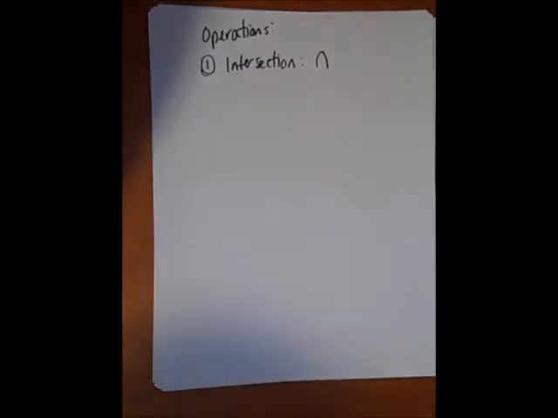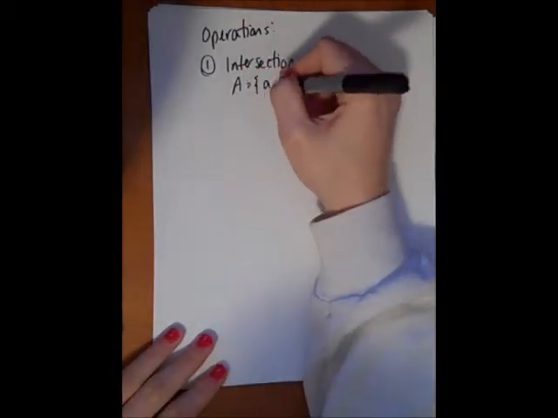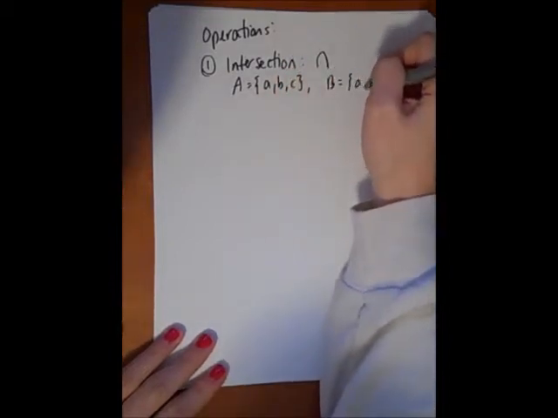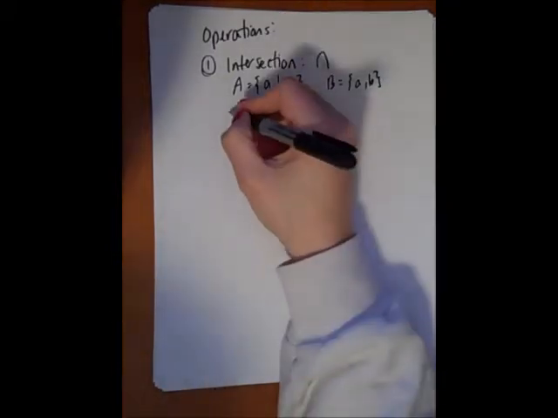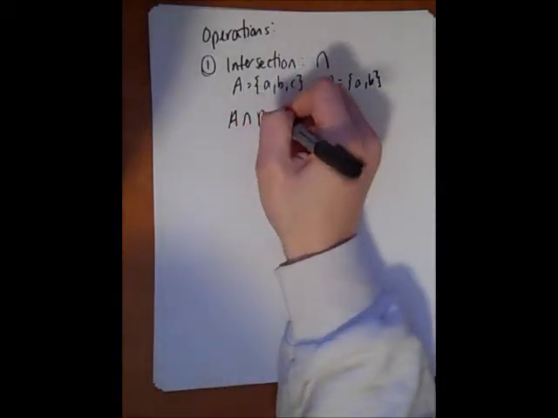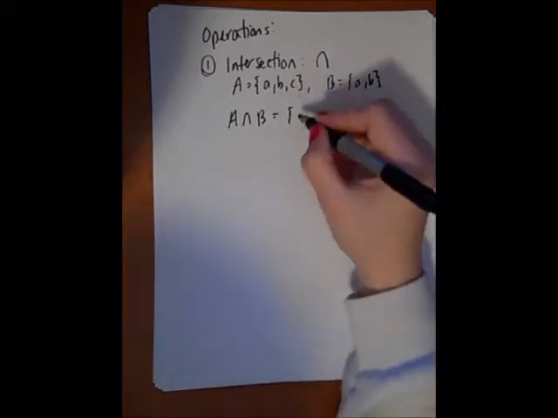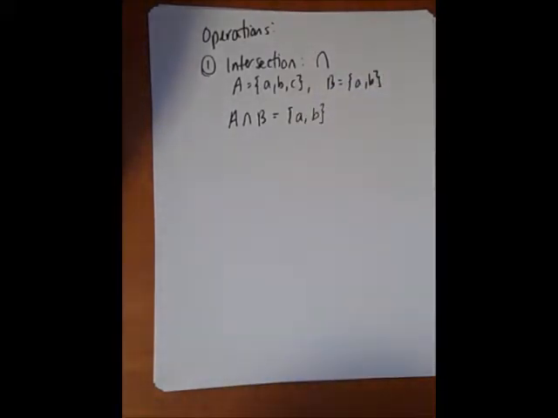So the intersection of two sets is all the common elements. So if my set A is A, B, and C, and my set B is A and B, so I've switched the two from last time. What is their intersection? You would say the intersection, it's also a set. Make sure to say this is also a set. So what elements do these two have in common? Well, A is in both of them, and B is in both of them. So intersection is all of the common elements. Here I have A and B.